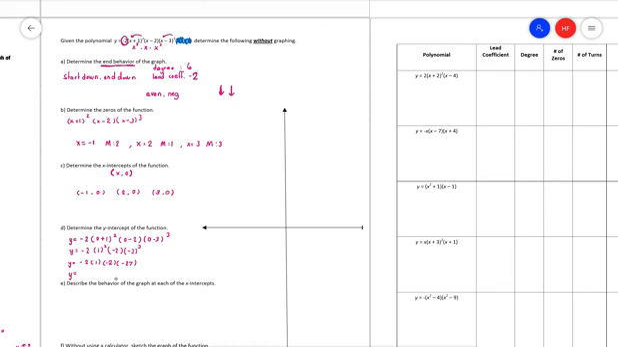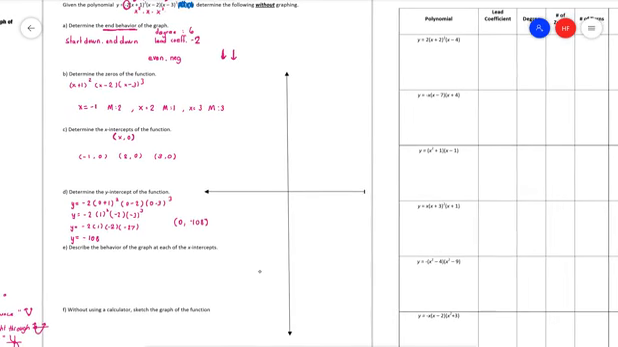So let's see what that is. It'll be 4 times -27, which is -108. So the y-intercept occurs where x is 0. So it would be (0, -108).